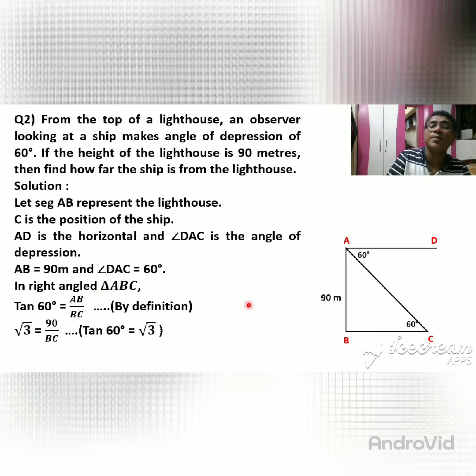AB is the lighthouse height. So what is the height of AB? 90, so I write 90. BC I don't know, so BC is kept as it is. Cross multiplication: root 3 is multiplying BC. So BC is 90 upon root 3.